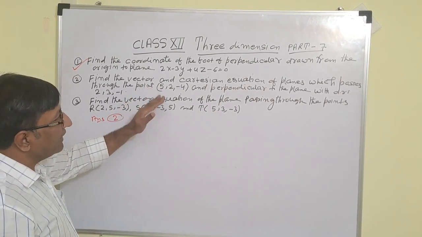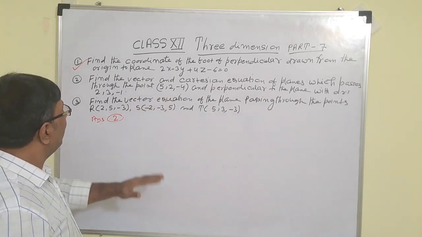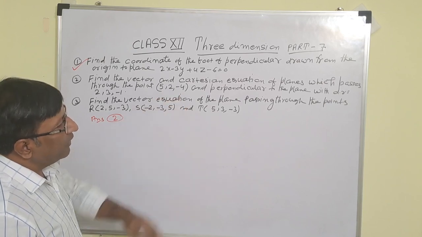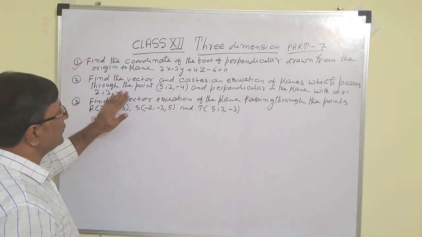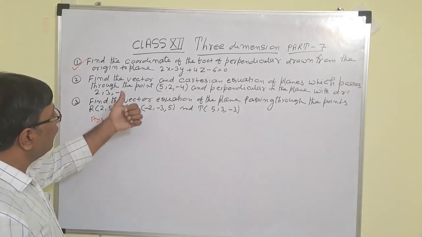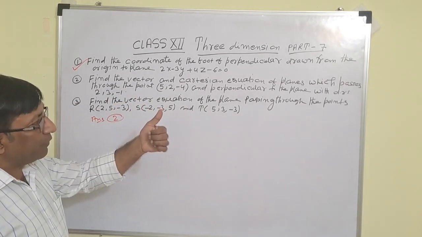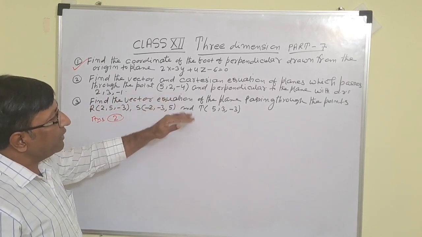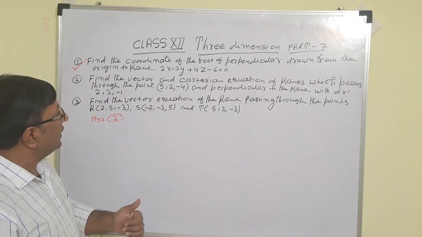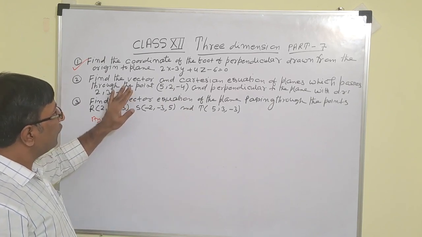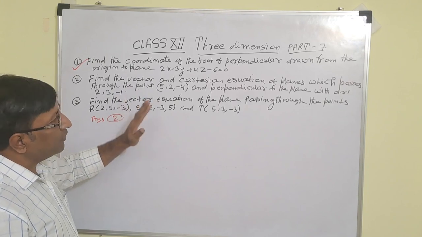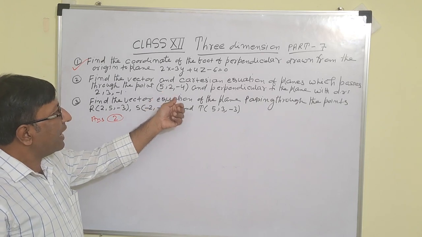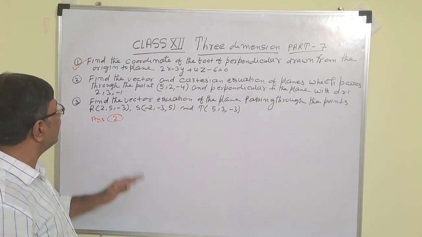Find the vector and Cartesian equation of the plane which passes through the point (5, 2, -4) and is perpendicular to the plane with direction ratios. Okay, so here we have to find the vector and Cartesian equation of the plane which passes through the point (5, 2, -4) and is perpendicular to the plane with the direction ratios. First, think about what the vector equation of a plane passing through a given point and perpendicular to a plane with given direction ratios is.